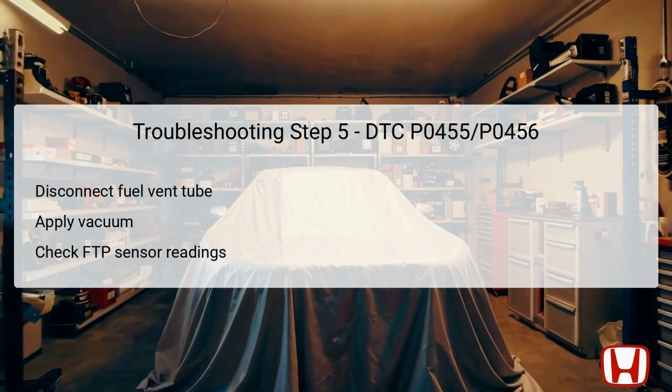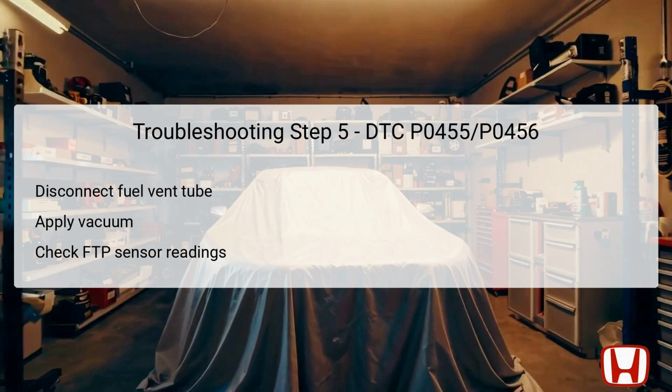In troubleshooting step 5, disconnect the fuel vent tube from the EVAP canister, ensuring to plug the opening securely. Next, connect the previously assembled T-fitting, vacuum gauge, and vacuum pump to the purge line.